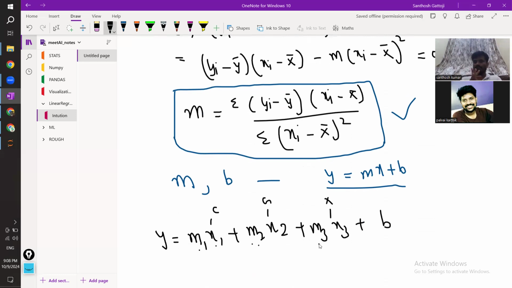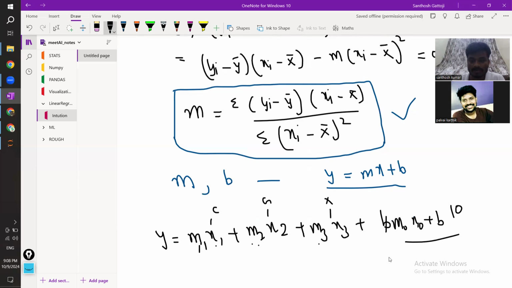It is still possible, but the calculation is very, very complex. More than complex, it is lengthy. And in real life, let's say you are having 10 input features. As a simple example, you want to predict the house price, and there are 10 features like facing, number of squares, number of rooms, etc. Now the equation will be till m10 x10 plus b.